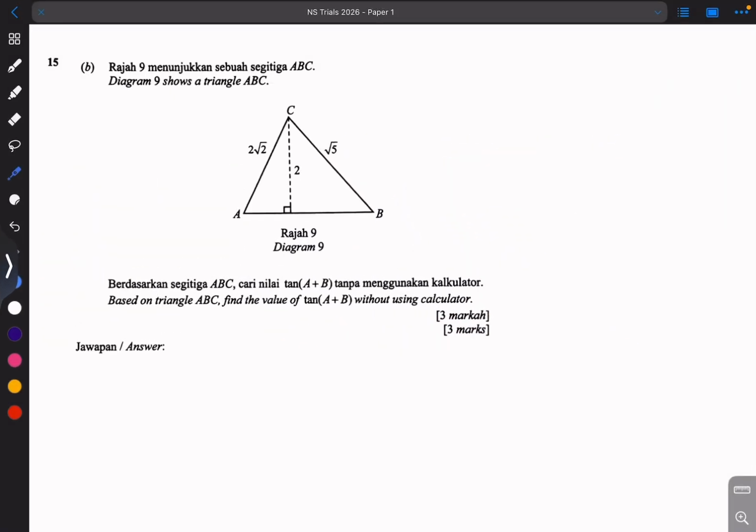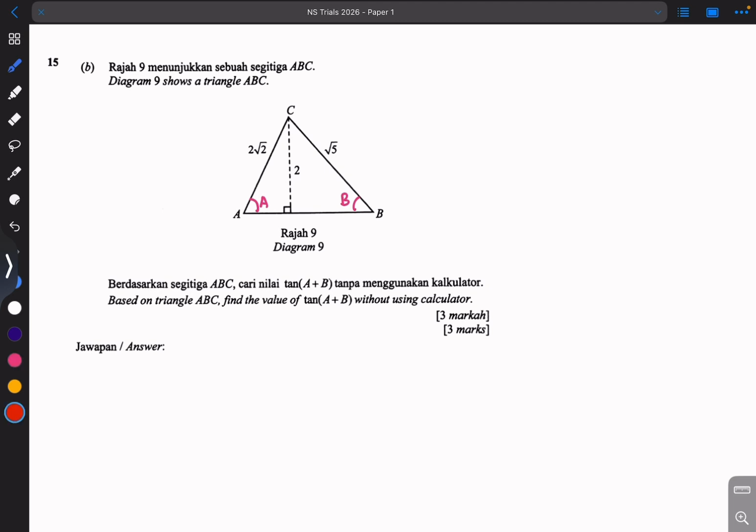15b. Diagram 9 shows a triangle ABC. Based on triangle ABC, find the value of tangent A plus B without using a calculator. Okay. So this is angle A, this is angle B. If we look at it as separate right angle triangles, we can solve this length, and in this triangle, we can solve this length. Pythagoras theorem, because right angle triangle. So let's do that first.